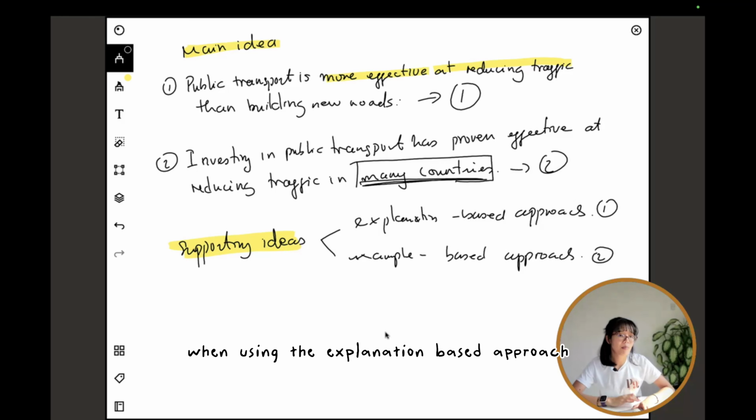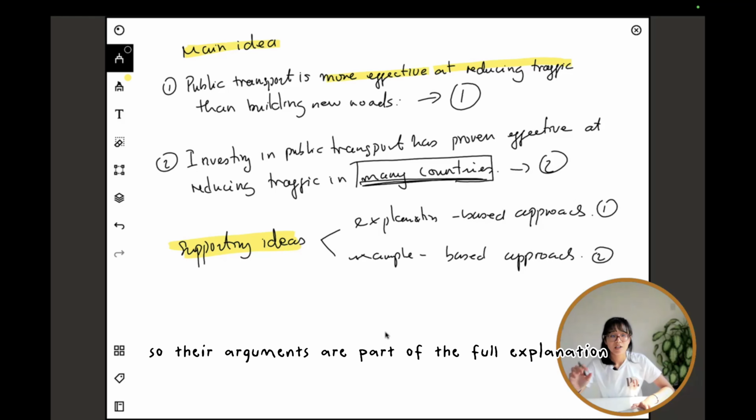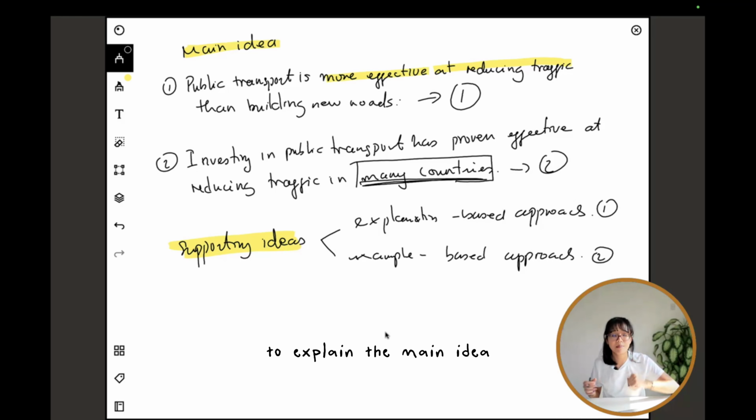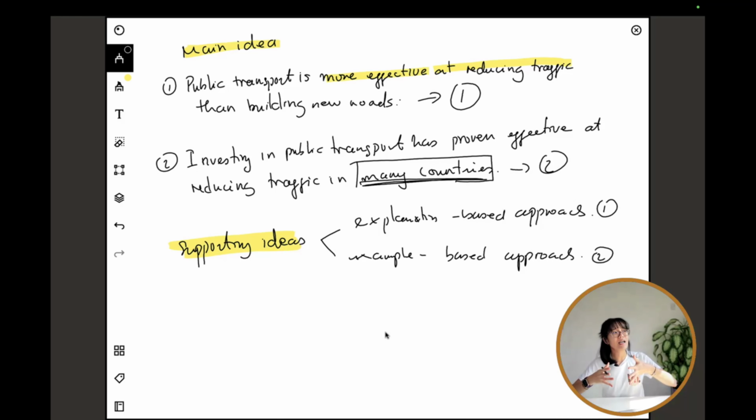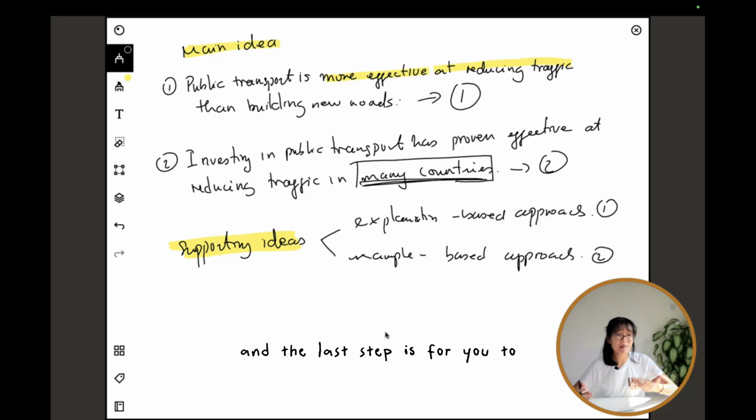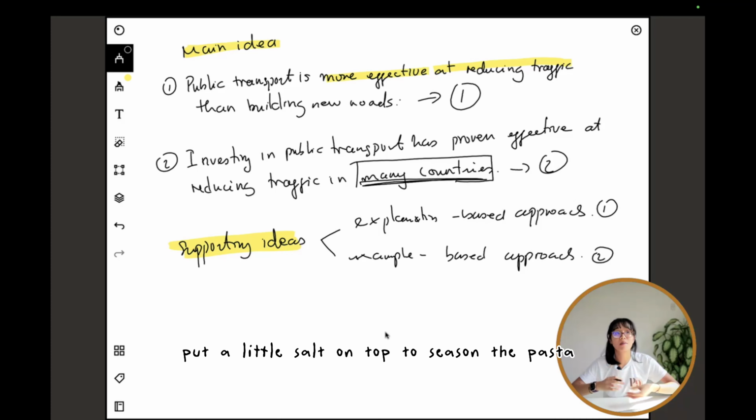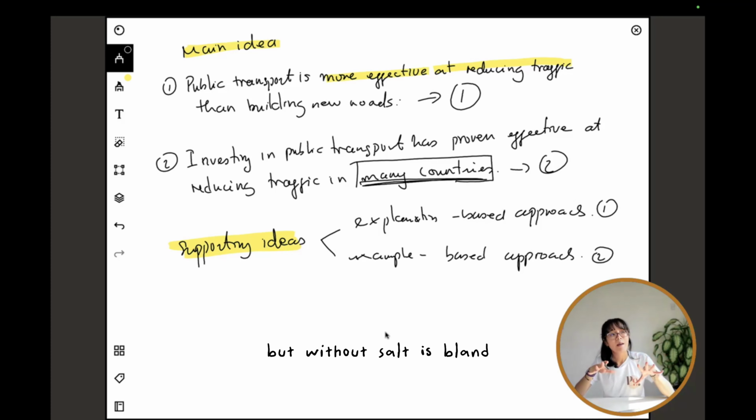When using the explanation-based approach, a lot of people, including my clients, often make this big mistake. They have incomplete arguments. So their arguments are part of the full explanation to explain the main idea, but they do not go to the end of it. Let's say it's like you are making a pasta for your friend, and the last step is for you to put a little salt on top to season the pasta to make it tastier, right? Now, without the salt, it's still pasta, but it's bland. It doesn't taste very nice.